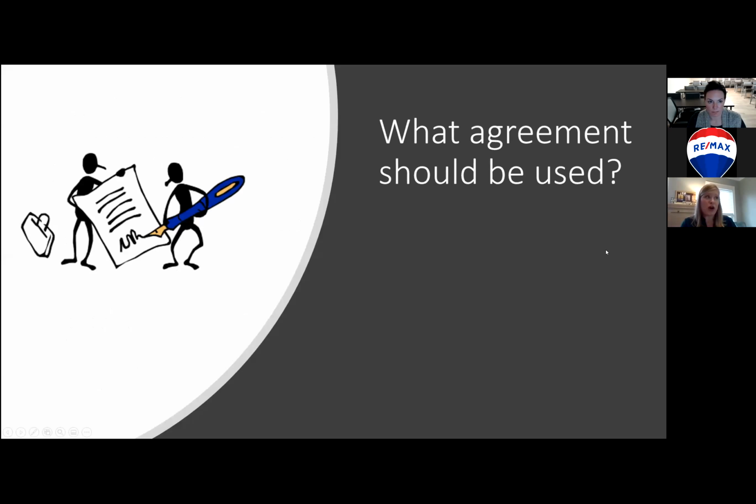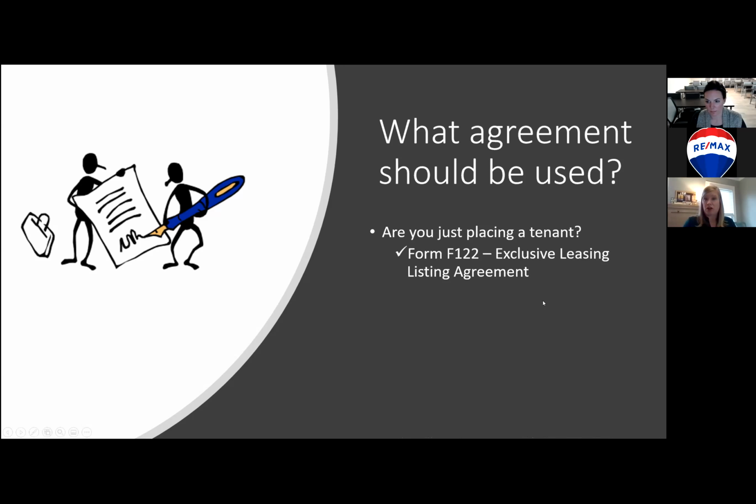So the first thing to go over: what agreement should be used? It just depends. Is it tenant placement only, or are you going to be managing the property after that tenant is placed? If you are just going to be placing a tenant, you're going to want to use the form F-122. It's a GAR form, the Exclusive Leasing Listing Agreement. That is different from the management agreement that would be used if you're actually managing the property.